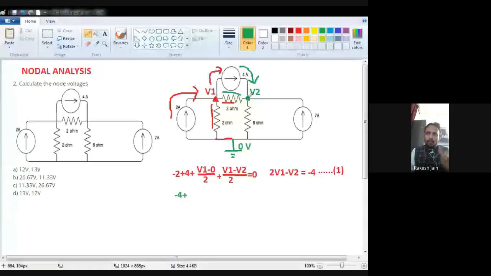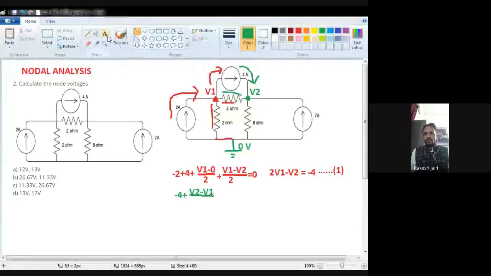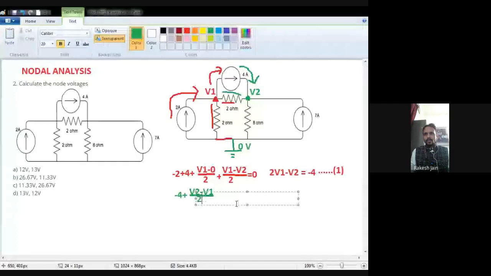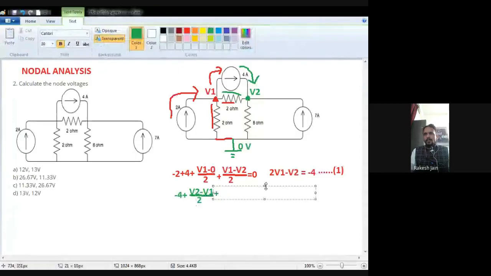I write down all the things with red color so that you understand that I am writing for the V1 node. Now I take the green color to show you the node V2 calculation. Now see the node V2. My node is now V2 because I am going to write the equation for the V2 node. First of all, see this 4 ampere current is coming towards V2. Whenever a current comes toward the node, write it with a negative sign. So I have to write -4.